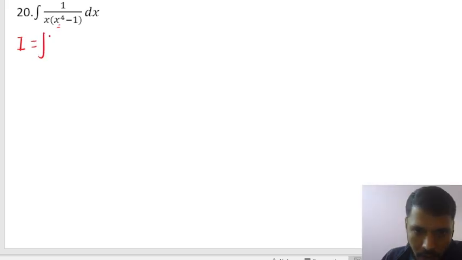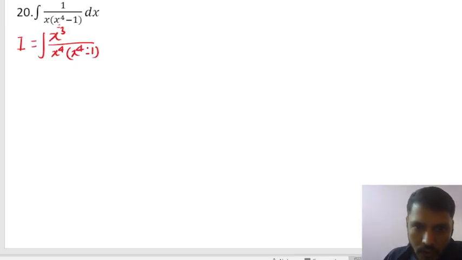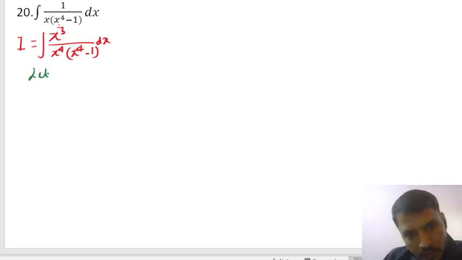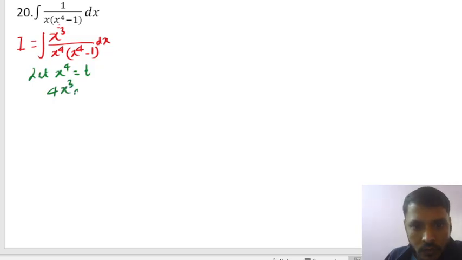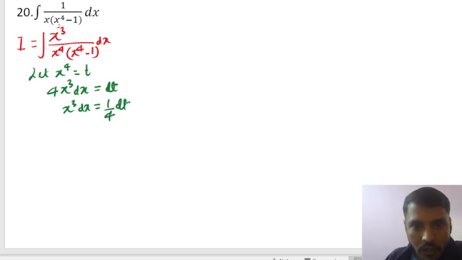So multiply and divide with x cube. If you multiply with x cube, this will become x to the power 4, and here we already have x to the power 4 minus 1 and dx. So now let x to the power 4 be equal to any other variable t. So differentiation will become 4x cube dx is equal to dt. That means x cube dx is equal to 1 by 4 dt.